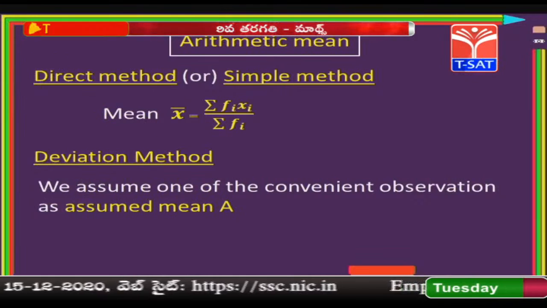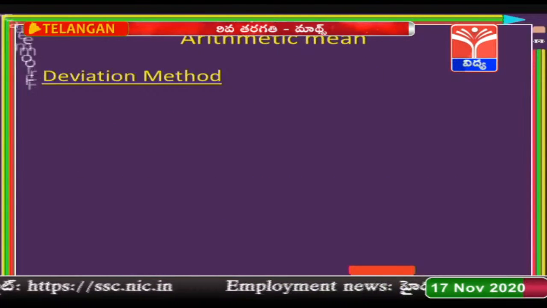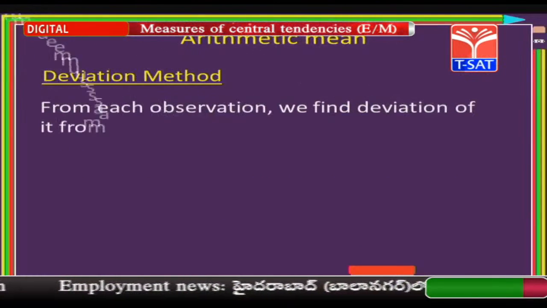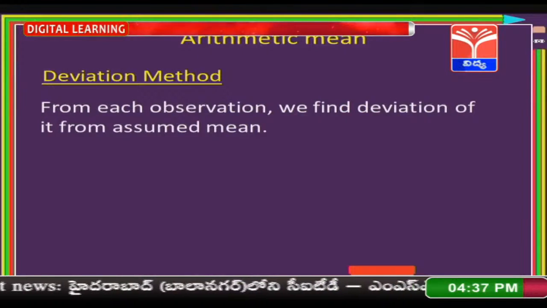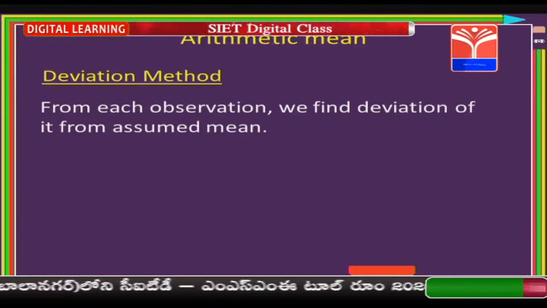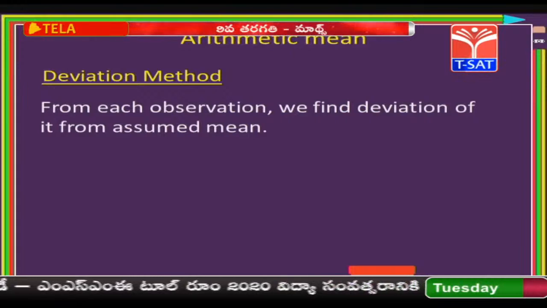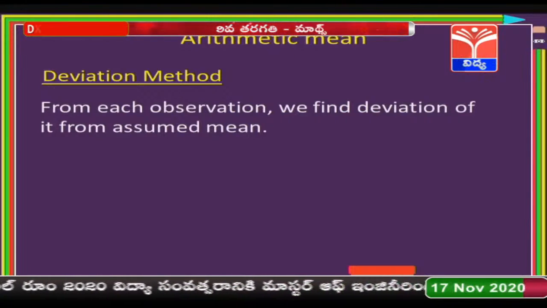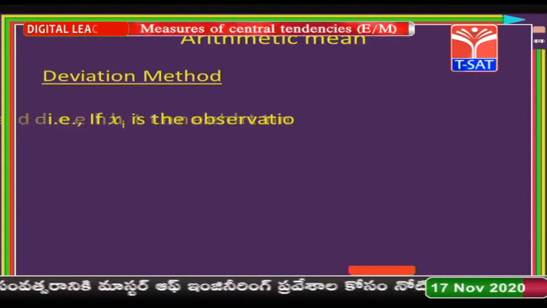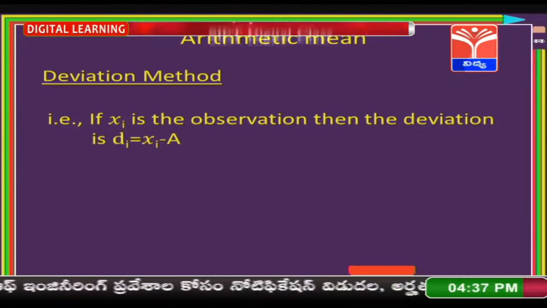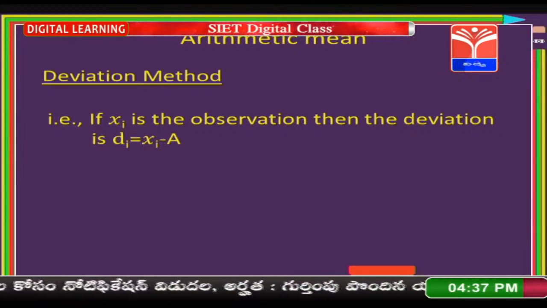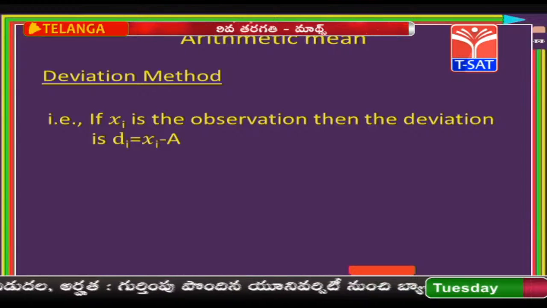So, we call the assumed mean as A. After doing that, from each of the observations we find the deviation of it from the assumed mean. So, if the observation is xi and the assumed mean is a, we are going to find the deviation as xi minus a. If xi is the observation, then the deviation is given as di is equal to xi minus a, where a stands for the assumed mean.